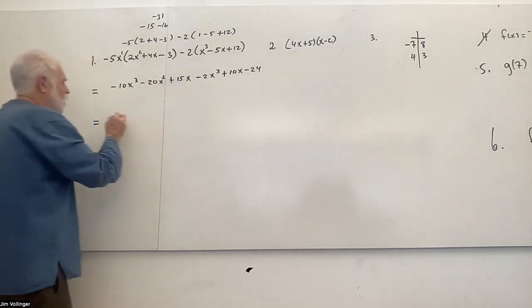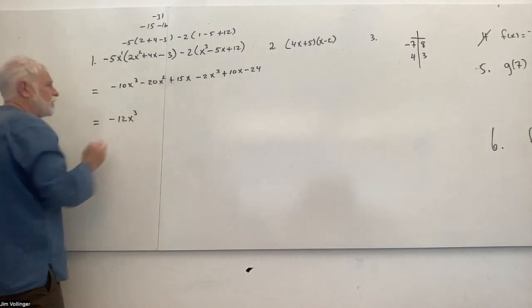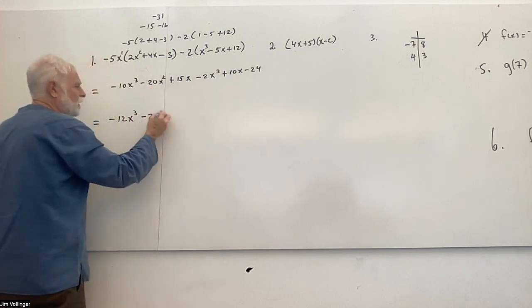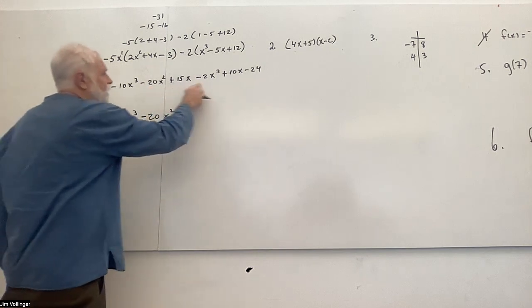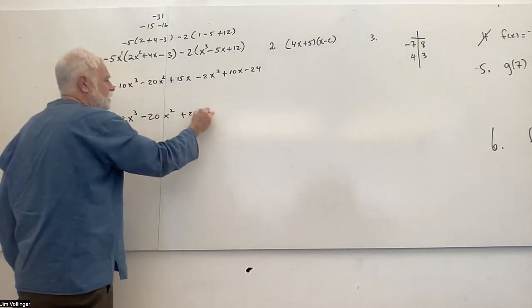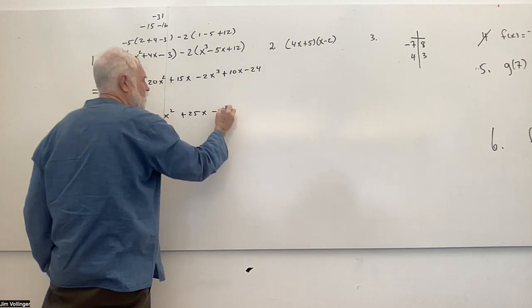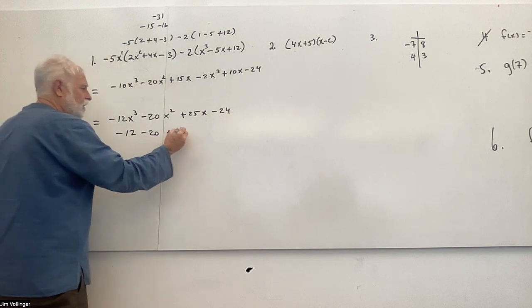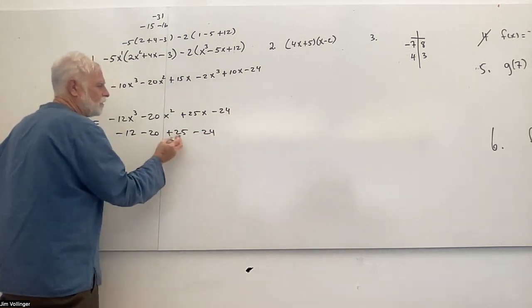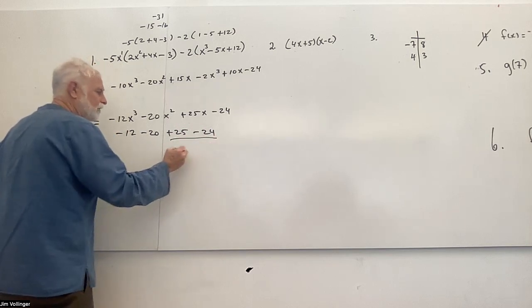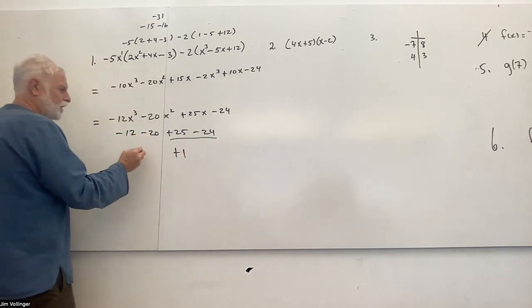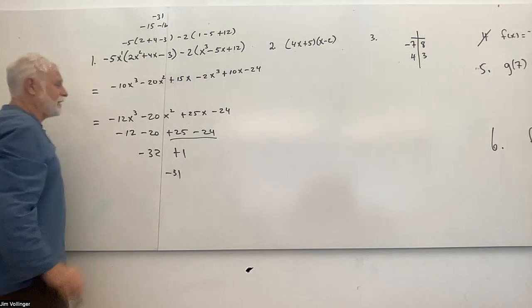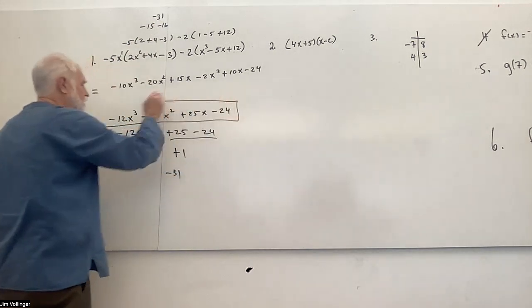x cubed, I see -12 of them. If you don't, keep looking at it till you do. I don't see any other x squared, so -20x squared. 15 plus 10, I'm seeing 25x. And I'm seeing one constant, -24. So let's throw the number 1 in. -12, -20, plus 25, -24. Why don't we do this right here? That's +1. -12 minus 20 is -32 plus 1 is -31. I guess we didn't make any mistakes, and that's our final answer.